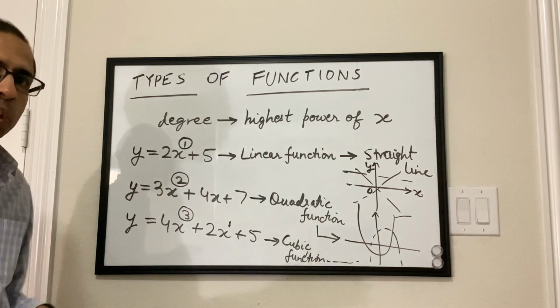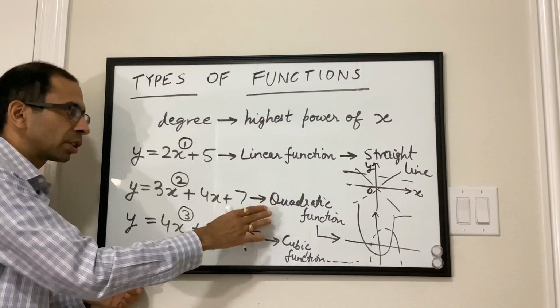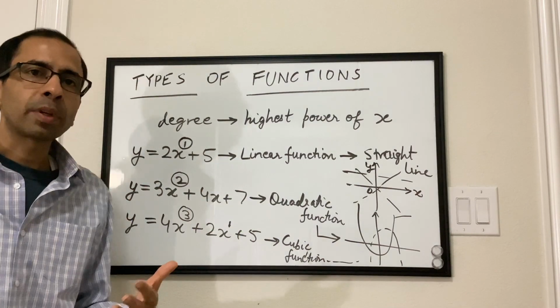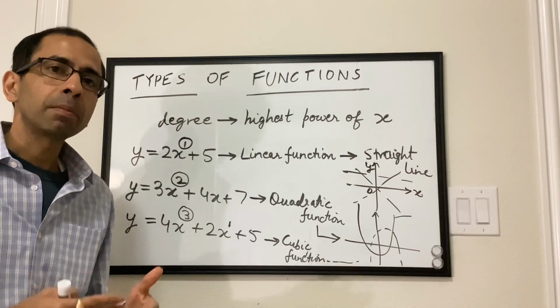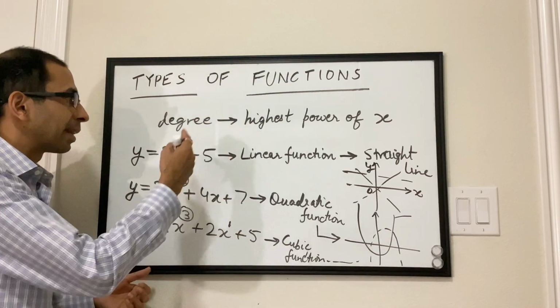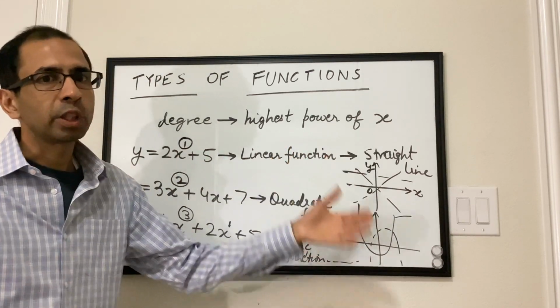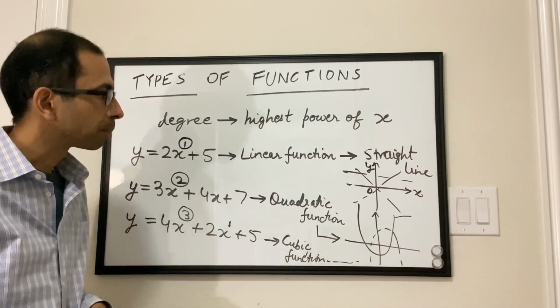For the purpose of these sessions, we will confine ourselves to linear functions and quadratic functions. But the point I'm trying to make is that every function will have a degree. That degree will be nothing but the highest power of x, and that will determine the type of the function and the shape of the function, right?